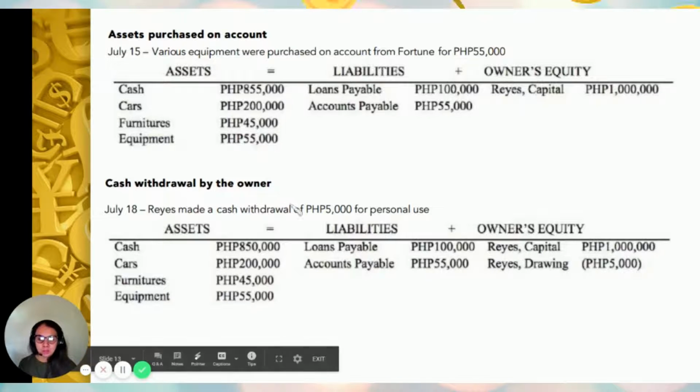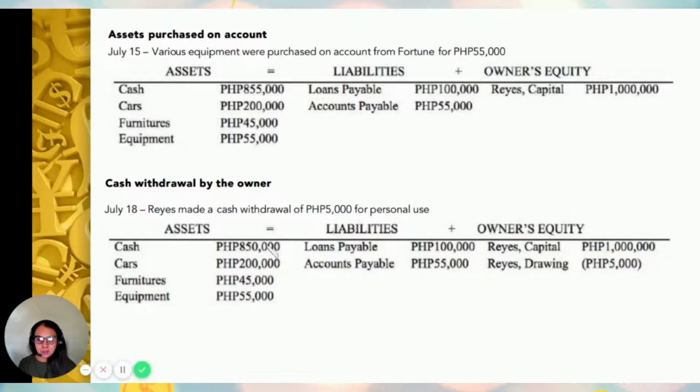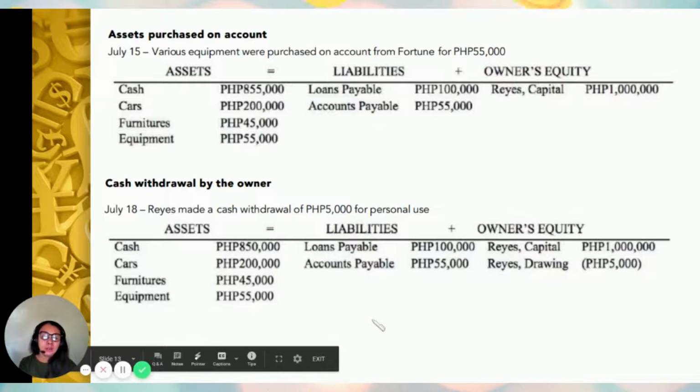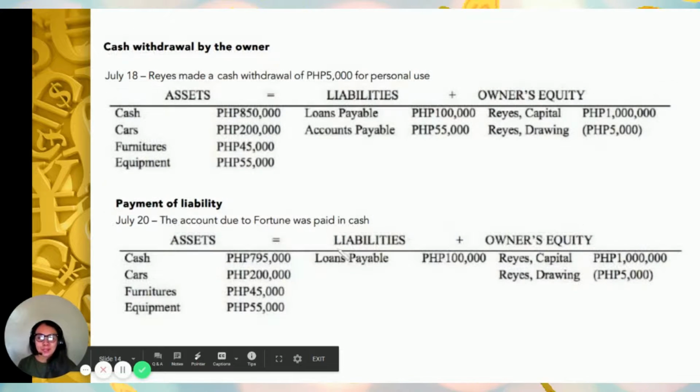So if you're going to check both sides of the equation, this side, your cash, cars, furniture, and equipment, this will be equivalent to 1,150,000. And on the other side, this is 1 million plus 100,000 plus 55,000 less 5,000. So it's also equivalent to 1,150,000 pesos. Still balance. Next transaction.